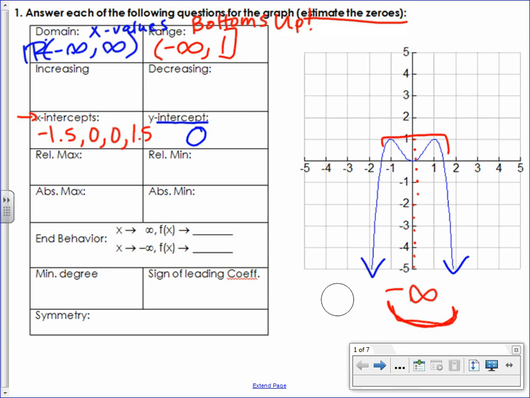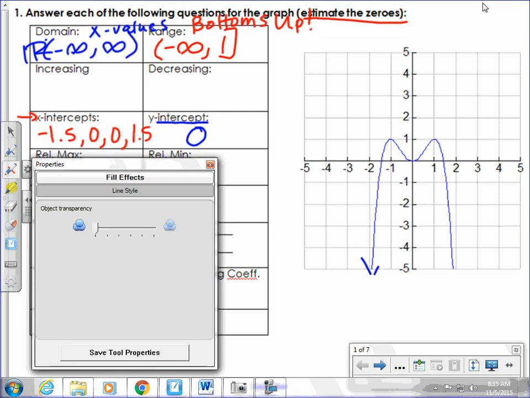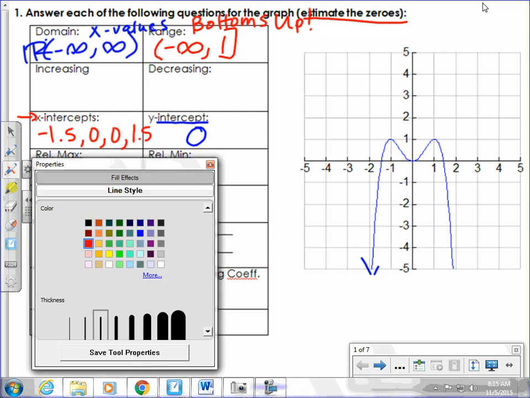Let's talk about increasing and decreasing. Okay, starting fresh. First thing I want you to do when we start talking about increasing and decreasing, I want you to draw a line through each one of the terms. Okay? I need you to draw a line through each one of the terms. I'm going to pick the color that we normally use. Let's go with green. All right, that works.